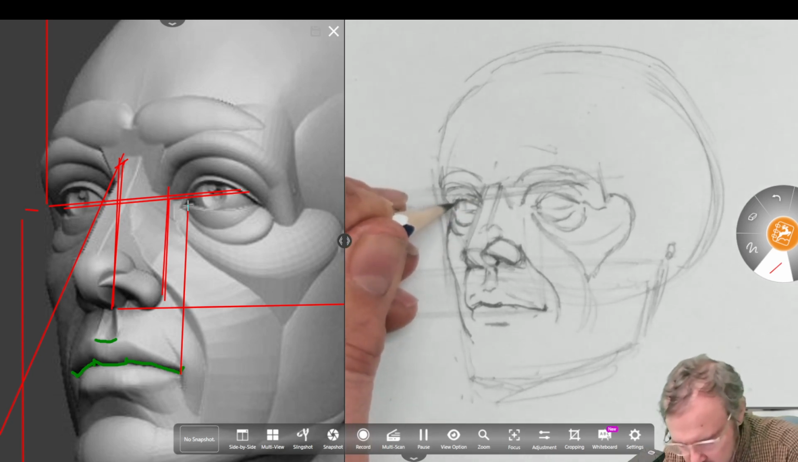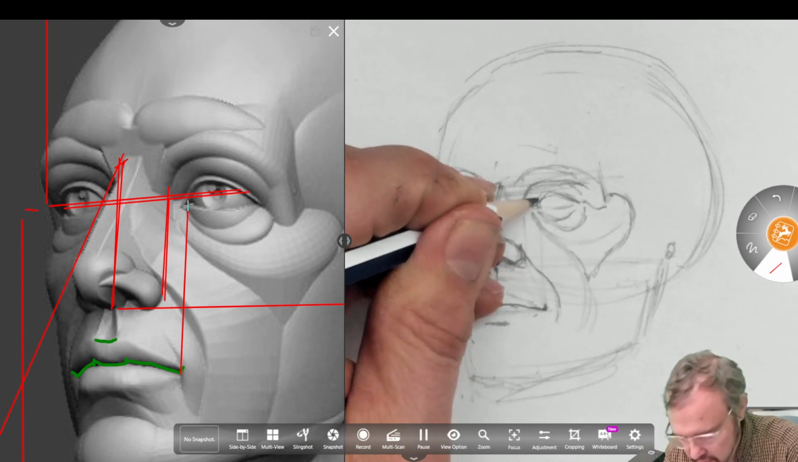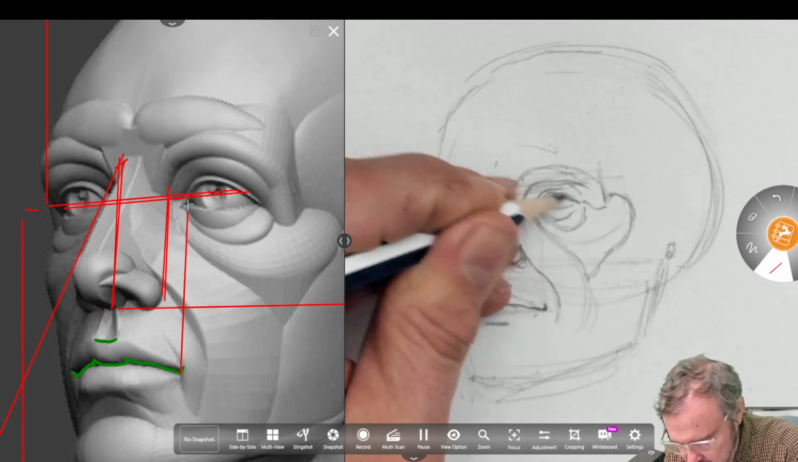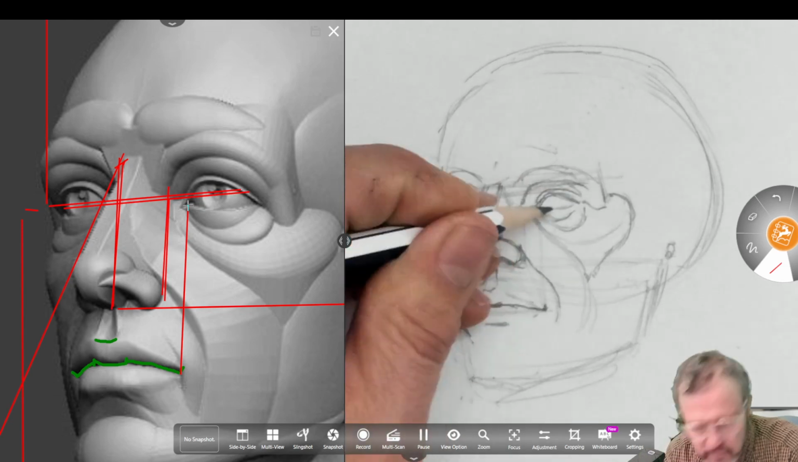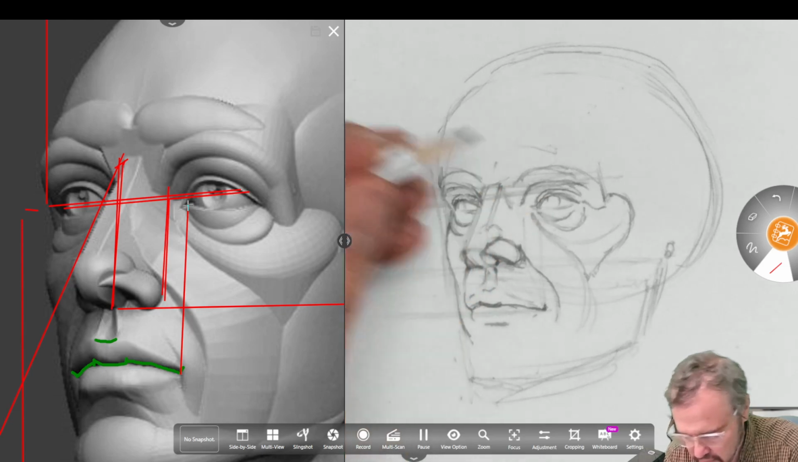I'm going to just define my eyelids a little better. Those details are really, for the scale drawing that I'm doing, not going to be very well articulated, but, and the irises.